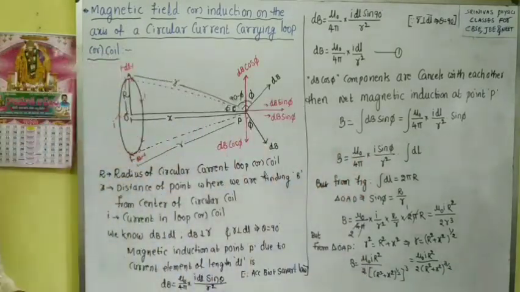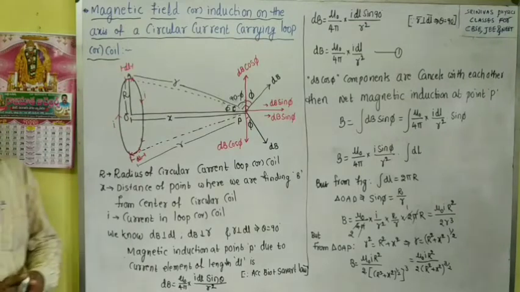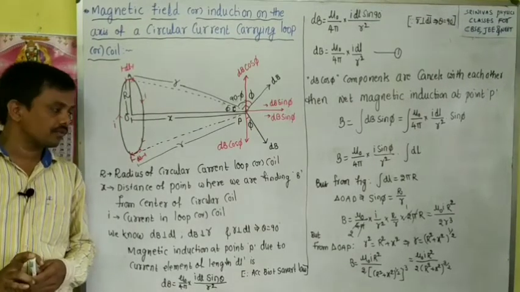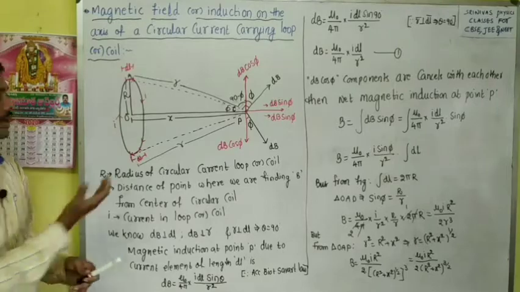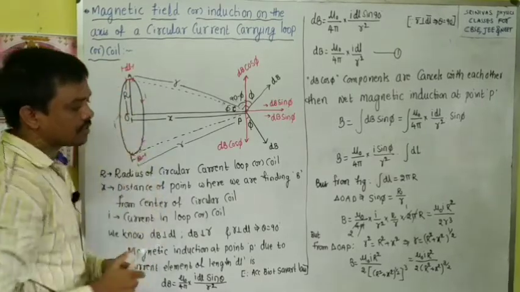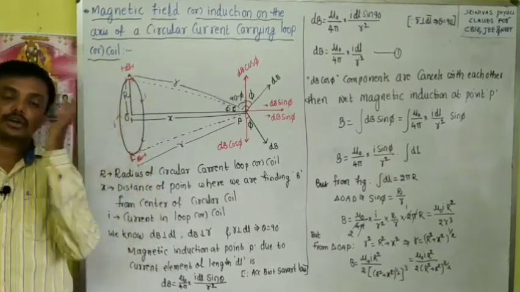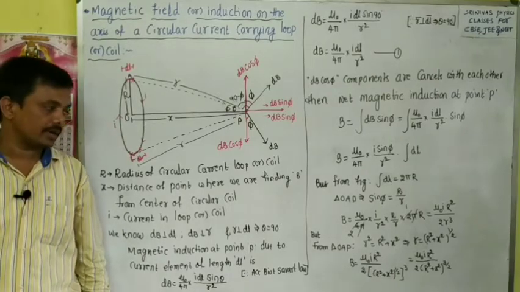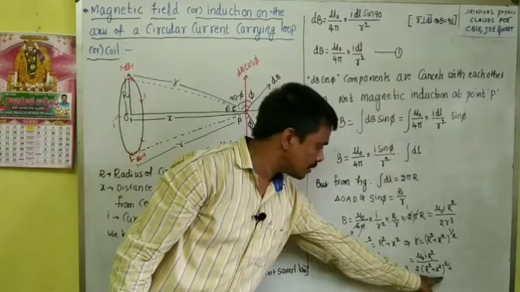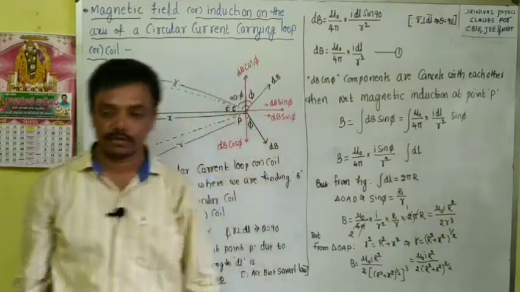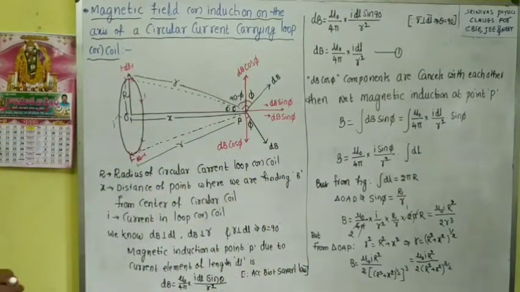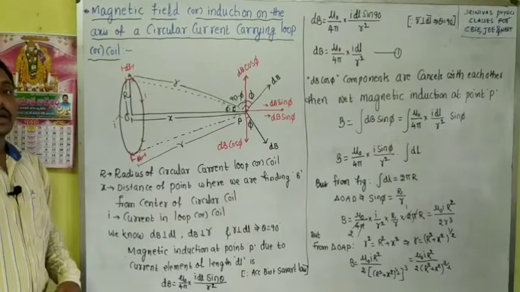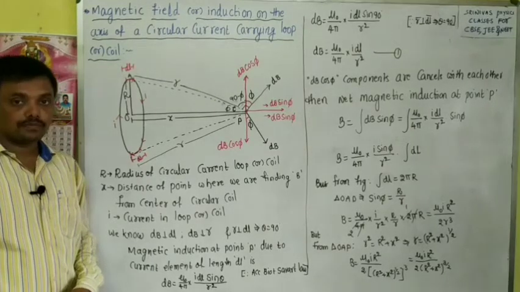Right? This is the final formula for the magnetic induction on the axis of current carrying loop. Okay, right. What is the formula? μ0 I R square by 2 of R square plus x square whole power 3 by 2. You have to remember, this is a very important topic. Okay, take the screenshot and I will continue.